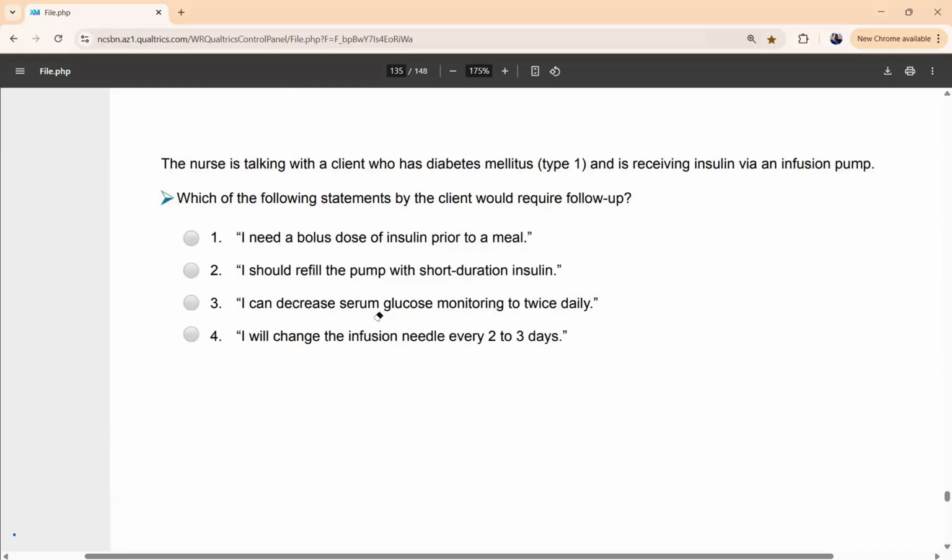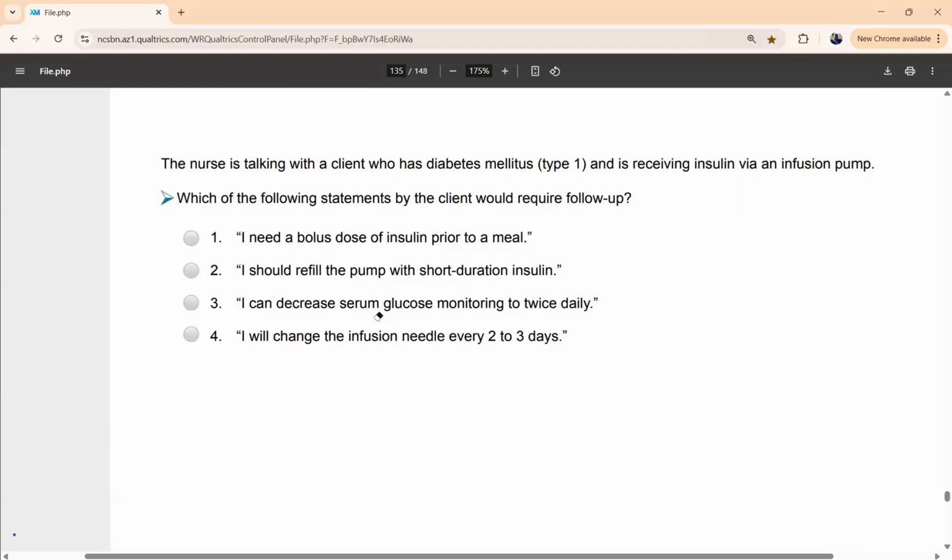The intervention. So the NCLEX can test us related to what? Follow-up related to that intervention, problems related to that intervention, or anything just related to intervention. So the real testing point here is the insulin that they are receiving via what? The infusion pump.